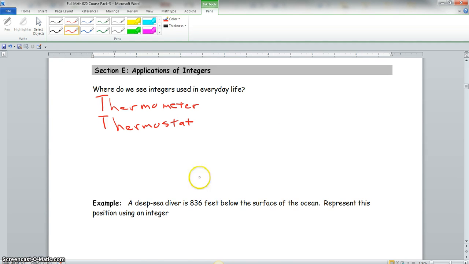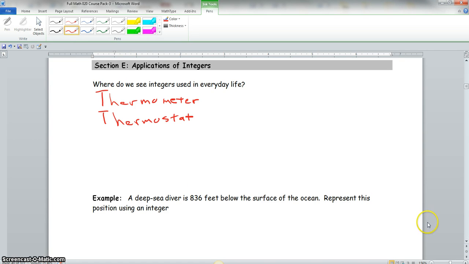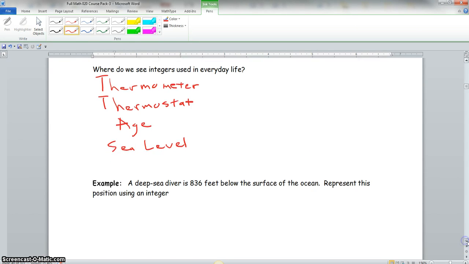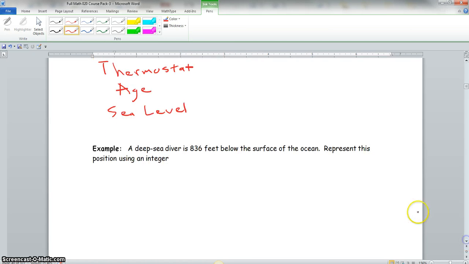We could also say this here. Integers include positive and negative numbers as well as 0, but they do not include decimals or fractions. So you could also say we use integers with age. We just don't use its negative counterpart. And we also use integers to describe sea level. That's another place that we use integers.